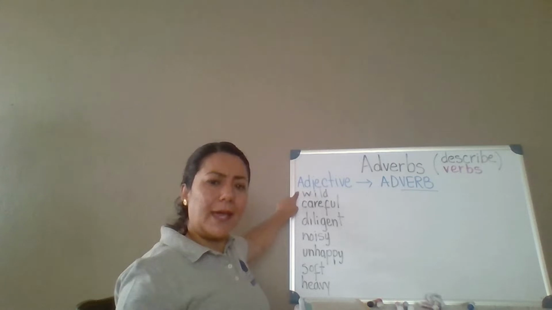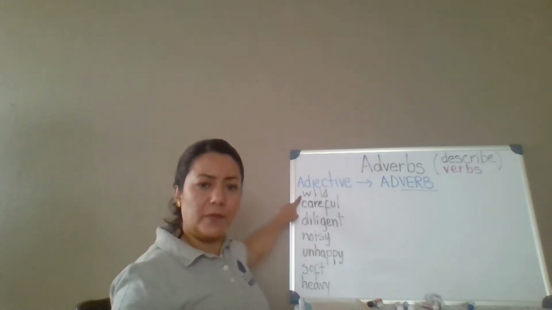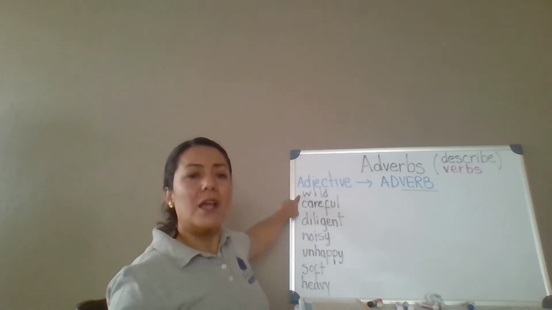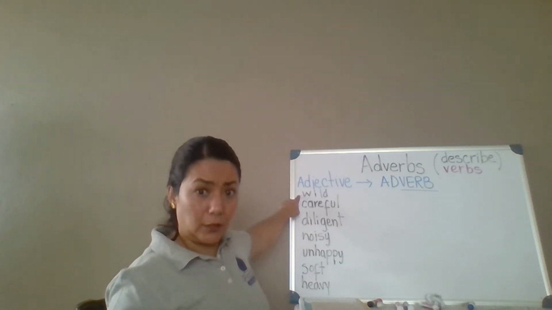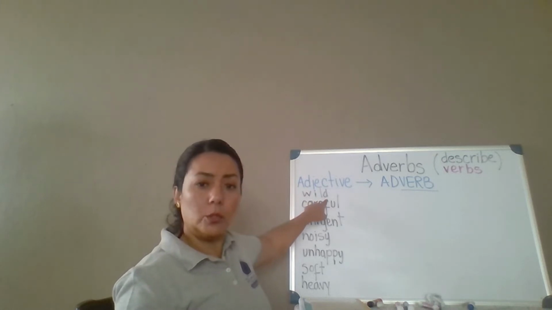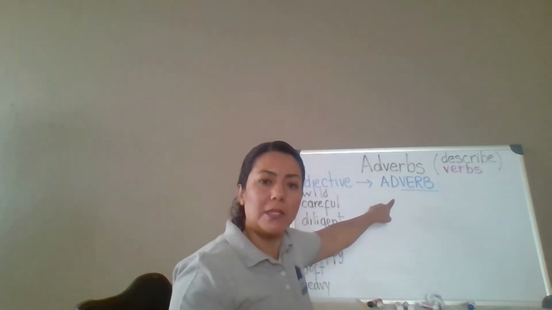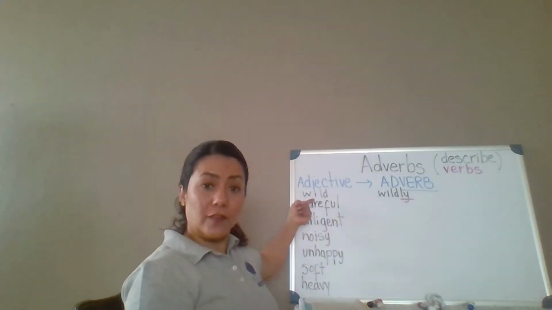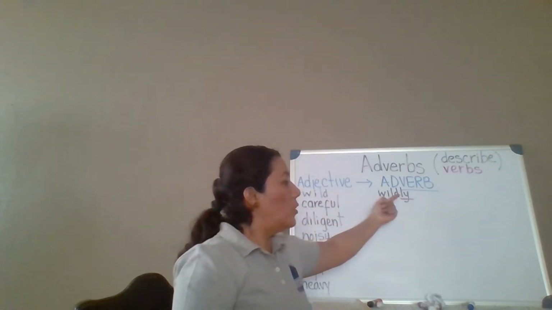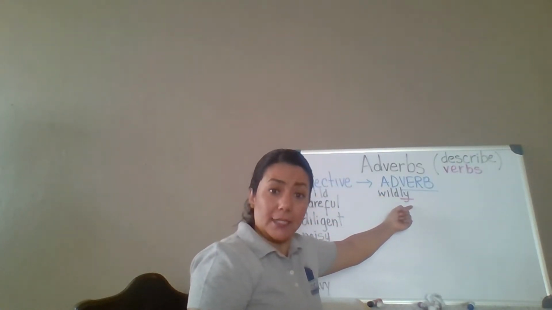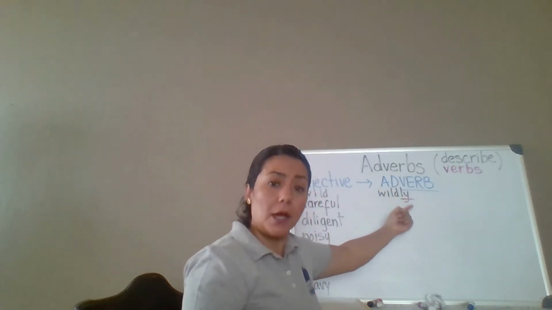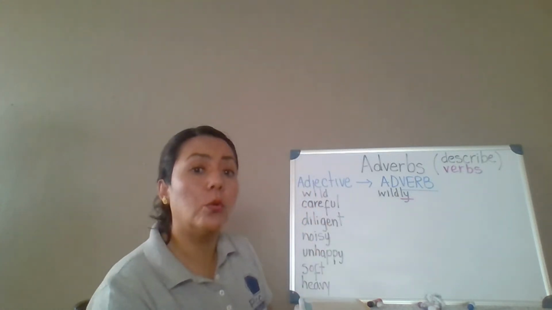But how do we get an adverb from this word? We add, like the book said, the letters ly. We add ly at the end of the word. If this is wild, the adverb must be wildly. Just like that. First, it is an adjective, but when you write "ly" at the end of the same word, then it is an adverb. It becomes an adverb. Okay, that's what the rule says.